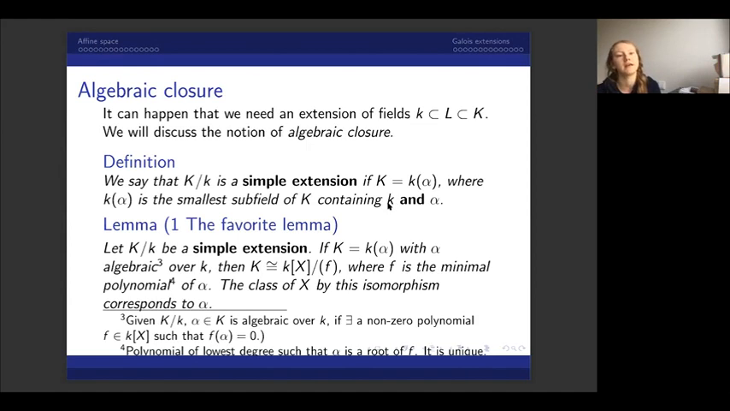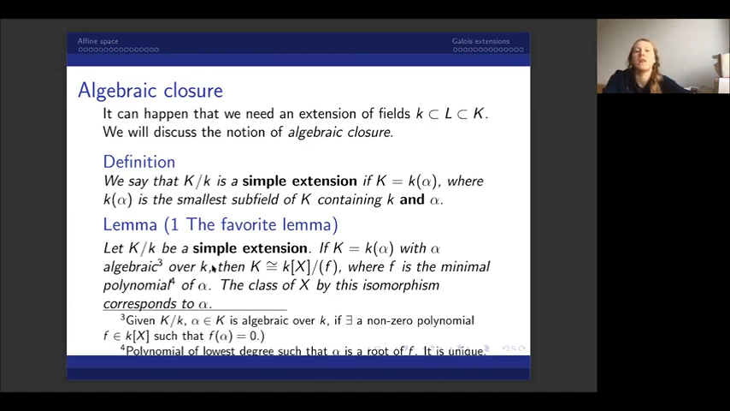This is quite important, and I'm going to present something that I call the favorite lemma, because you will notice throughout this lecture that we will basically use this lemma all the time. Whenever you're proving some statement, you will need this lemma. So this is now the favorite lemma, and we need to register in our heads that this is the favorite lemma. So consider a simple extension, right? A simple extension was just defined above.